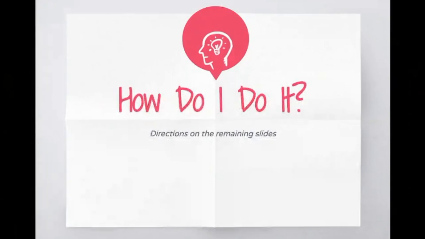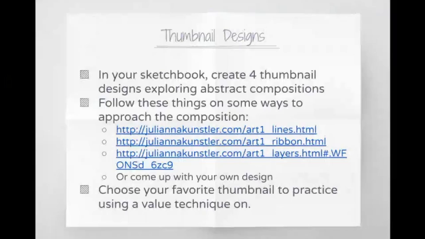So here are some simple directions on how to succeed with this project. The first thing you're going to do is come up with your thumbnail design. In your sketchbook, you are going to create 4 thumbnail designs to explore what your abstract composition is going to look like. The simplest way to do this is to go to a new sketchbook page, split your piece of paper into fourths, and have 4 little rectangles that you can use as your composition.